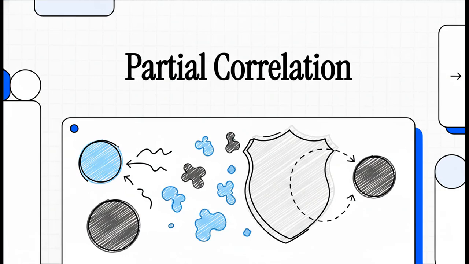Hey everyone, and welcome. Have you ever looked at two things that seem connected and wondered, wait, is that for real or is there something else going on behind the scenes? It's a huge problem in data analysis, and today we're going to crack it wide open using a tool called partial correlation, which is, believe it or not, way simpler than it sounds.